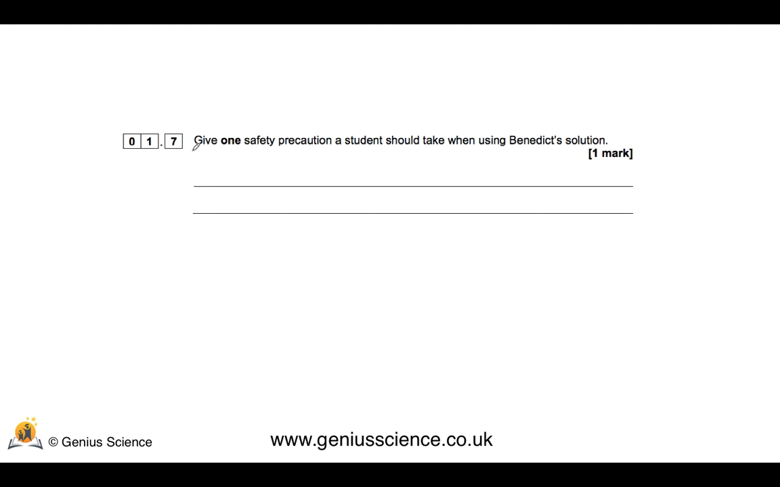Okay, question 1.7 now. And the question is, give one safety precaution a student should take when using Benedict's solution. Now, there's a couple of things you could say. I mean, we'll go through both of them here. Now, when you're dealing with a chemical, the obvious one, wear your safety goggles to stop the chemical splashing up into your eyes. And you can say wear gloves as another answer as well, because there are some chemicals inside the Benedict solution that could irritate your hands.